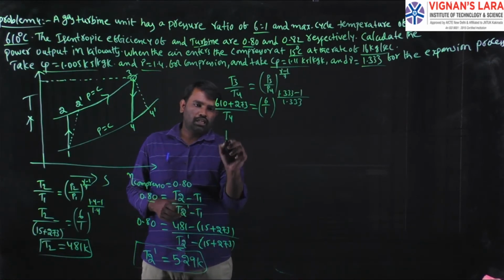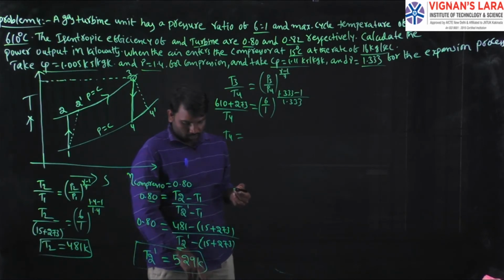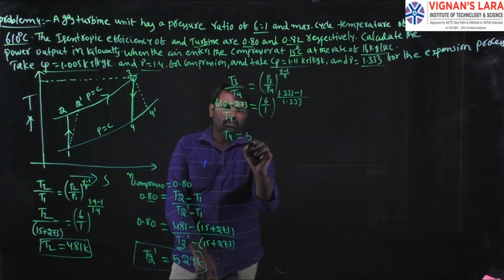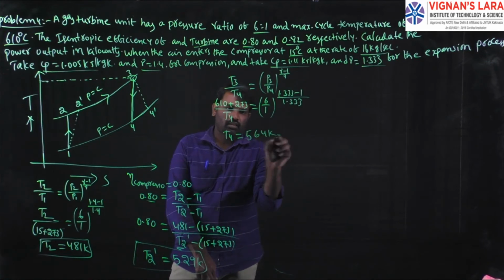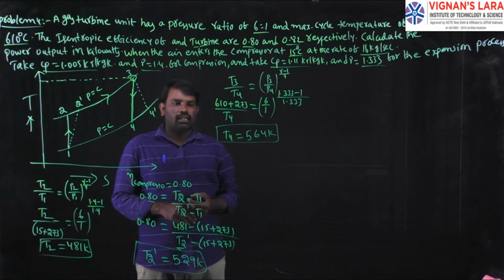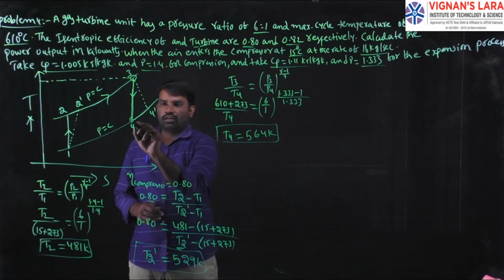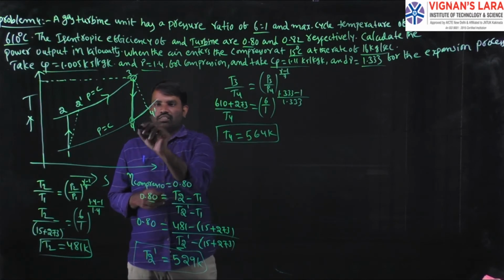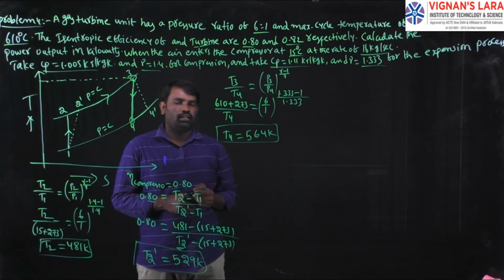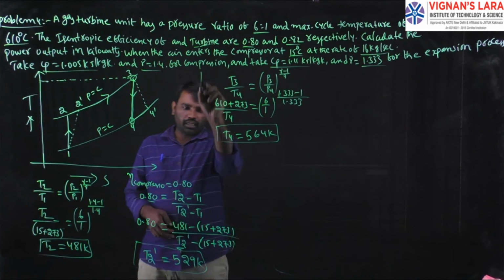In this relation we can easily evaluate the T4 value. You can calculate the T4 value, that is 564 Kelvin. After calculating the T4 value, this T4 value is the theoretical one. Actual T4 value is higher than the theoretical one. That T4 dash we have to calculate based on the efficiency of the turbine. Efficiency of the turbine is 0.82.